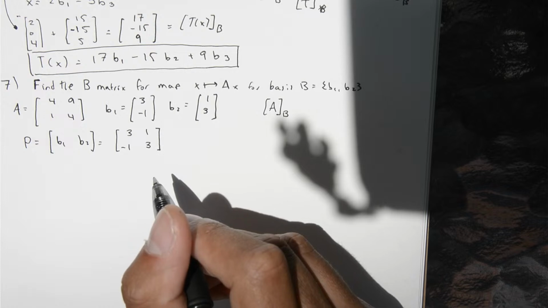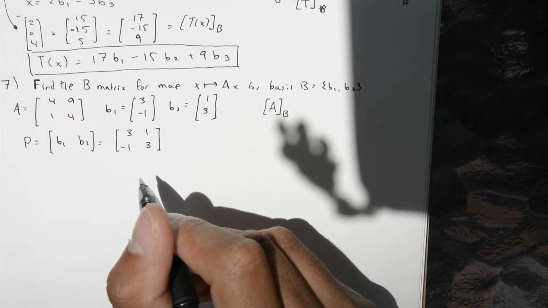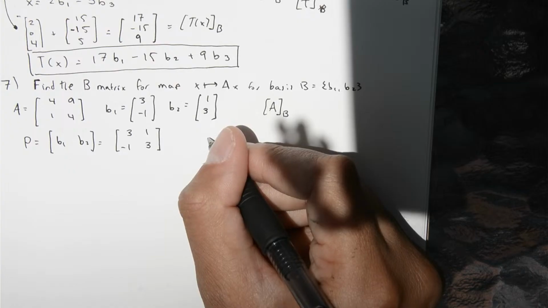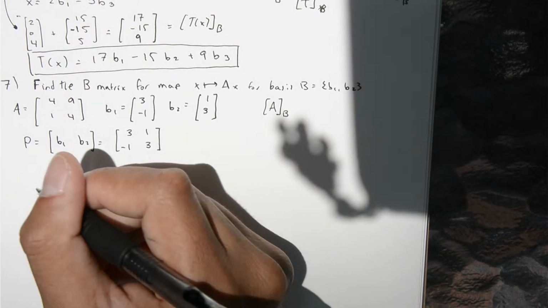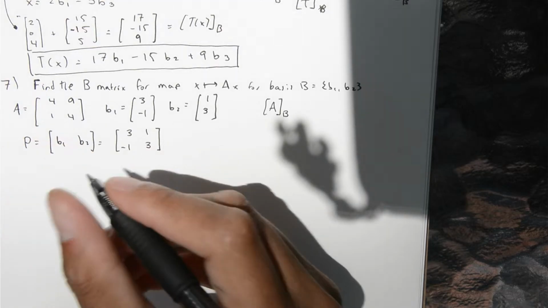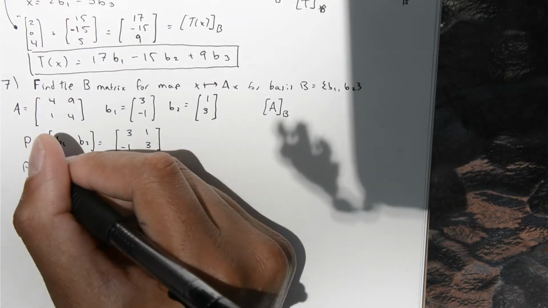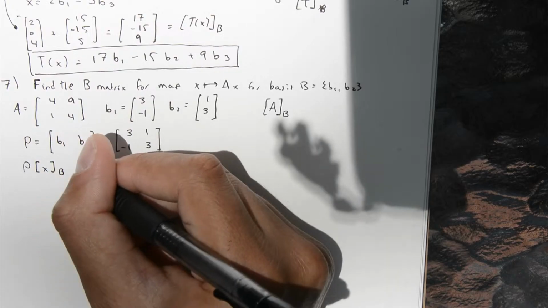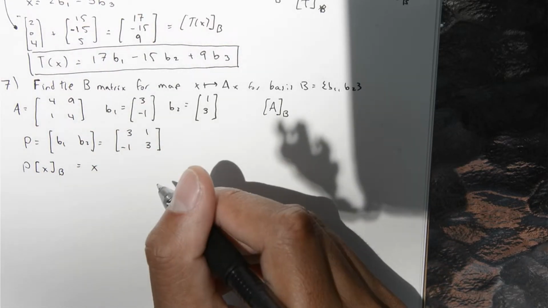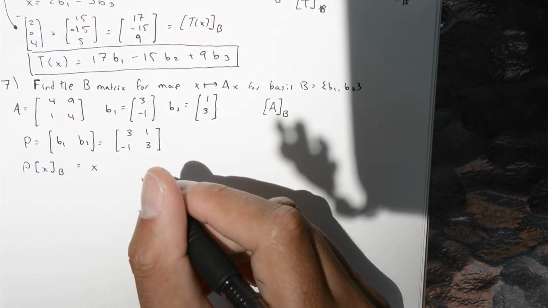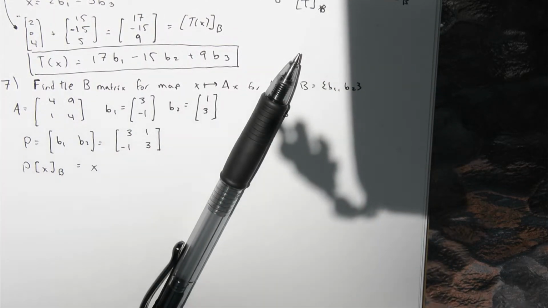then what this matrix represents is, P times x relative to B will equal x. Hopefully this thing spans, actually, let me just quickly check the rank of this on my computer. Rank of 4, 9, 1, 4. Okay, that's rank 2, and then rank of 3, 1, minus 1, 3, is 2. Okay, good. So we're good there.